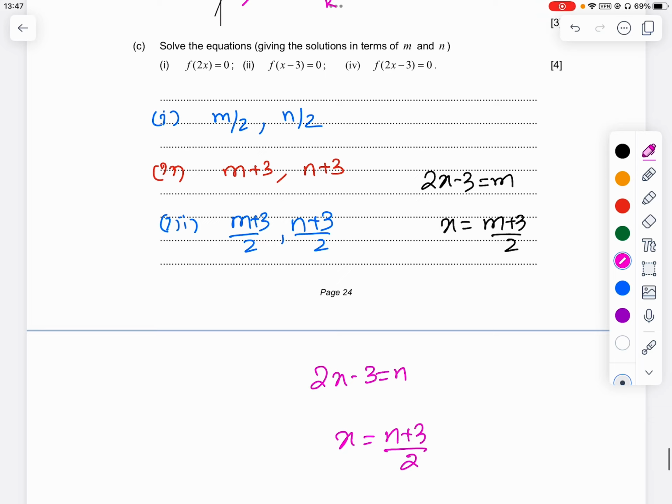Solve means we have to find the roots. Roots means where does it intersect x-axis. So that completes the paper.